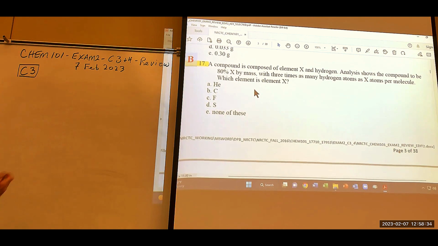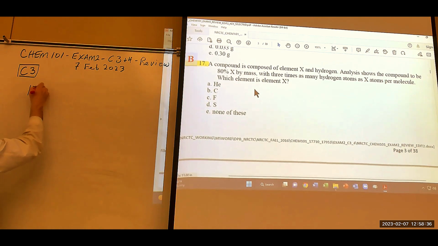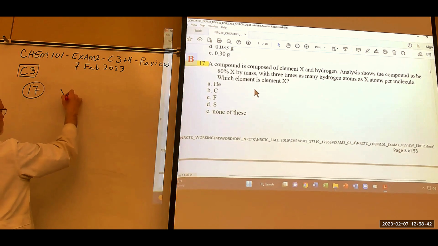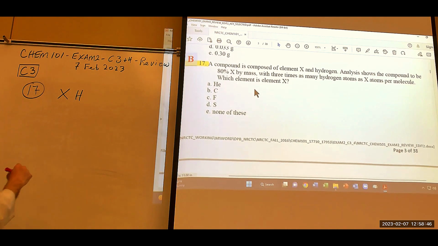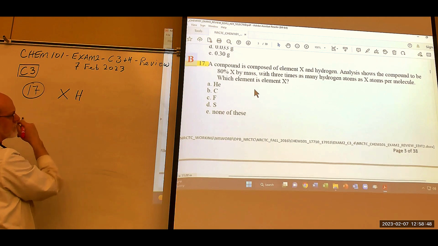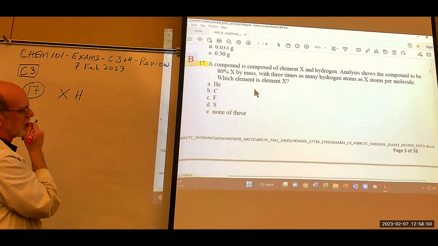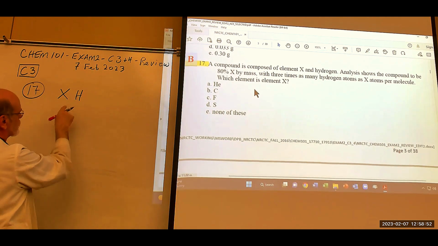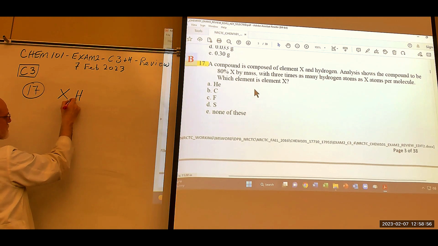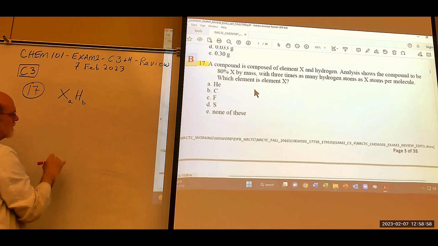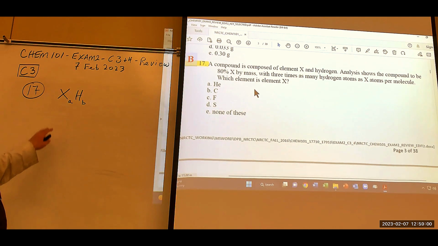Oh, this is interesting. Let's do this one. A compound is composed of element X and hydrogen. We don't know how much though, right? So this would be some subscript. The formula would be, we don't know that yet.